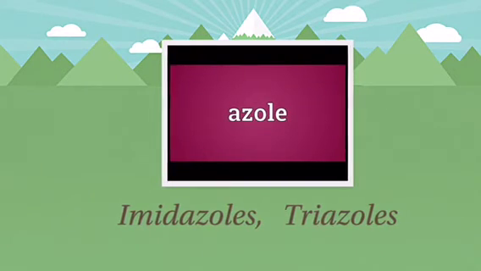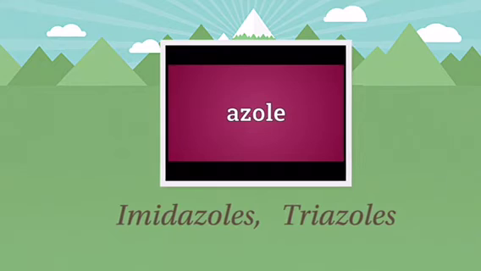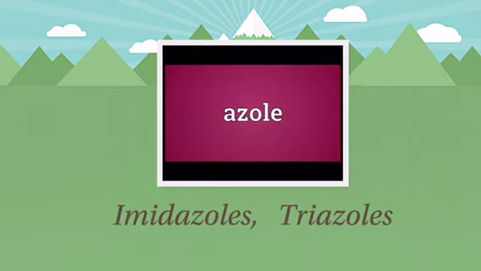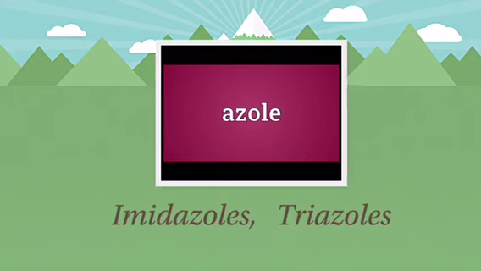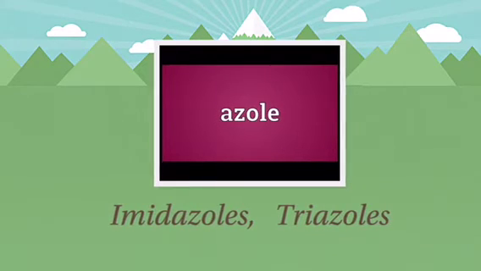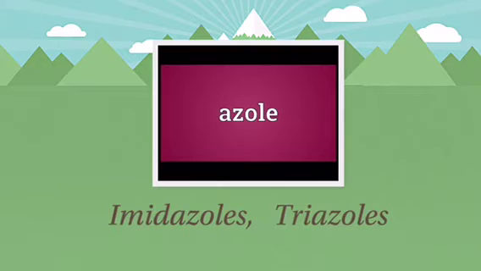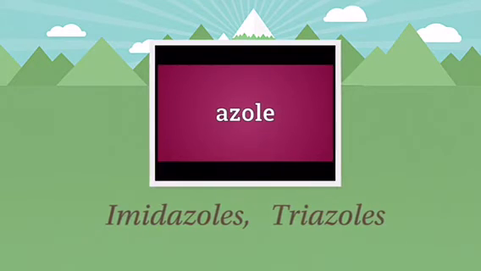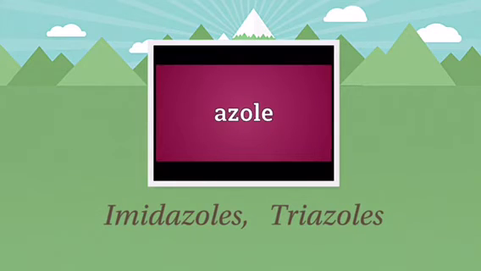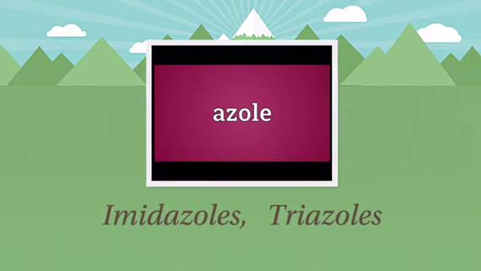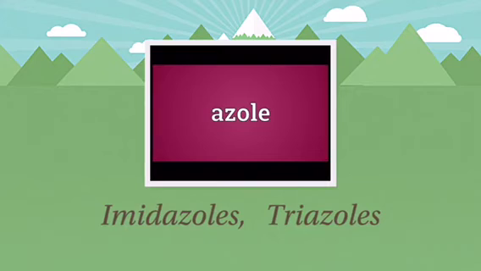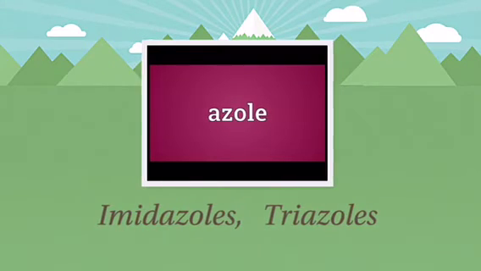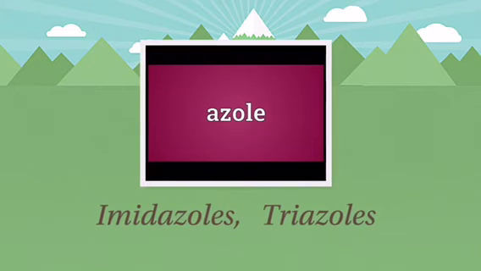Azoles inhibit ergosterol synthesis, or they inhibit 14-alpha demethylase. The adverse effects are hormone imbalance, inhibited drug metabolism, especially with ketoconazole, and liver toxicity. There are 2 types of azoles, and these are imidazoles and triazoles.